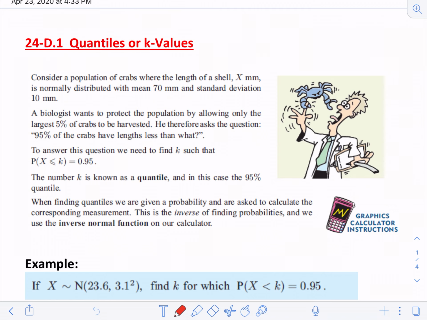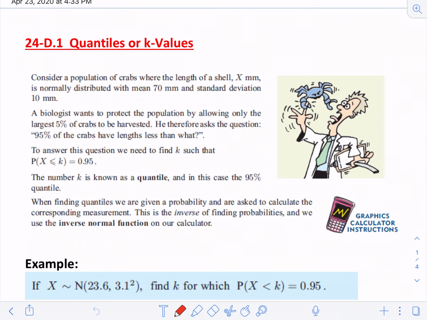This is kind of a fun example because it deals with crabs biting people. It says, consider a population of crabs where the length of a shell is normally distributed with a mean of 70 and a standard deviation of 10. And the biologist wants to protect so that only the largest 5% of the crabs would be harvested. So he wanted to know 95% of the crabs have lengths less than what?